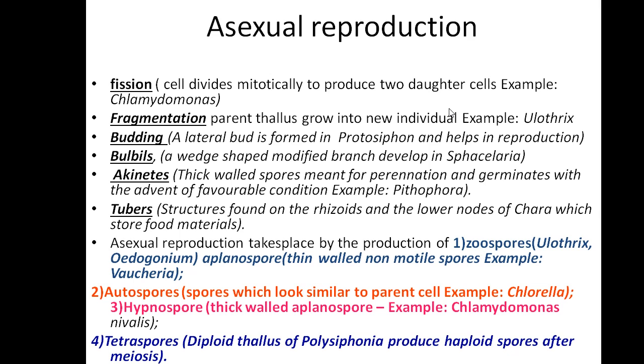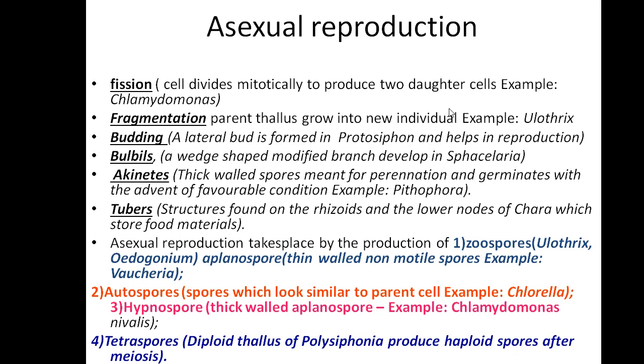The algae also consist of some algae, for example Chara, and these algae have the tendency to store a large amount of food material. Asexual reproduction takes place by the production of zoospores, that is Ulothrix, Oedogonium. Aplanospores are thin-walled non-motile spores, example Vaucheria.